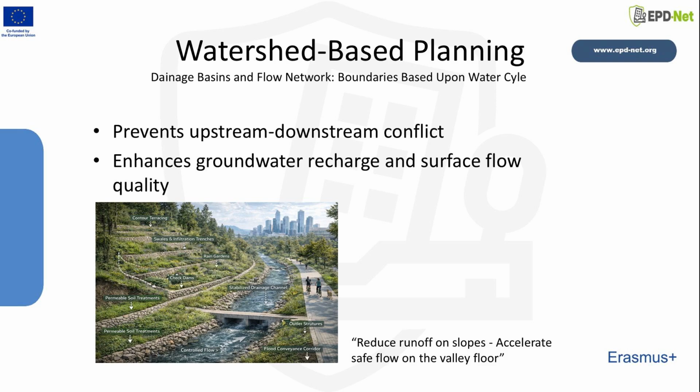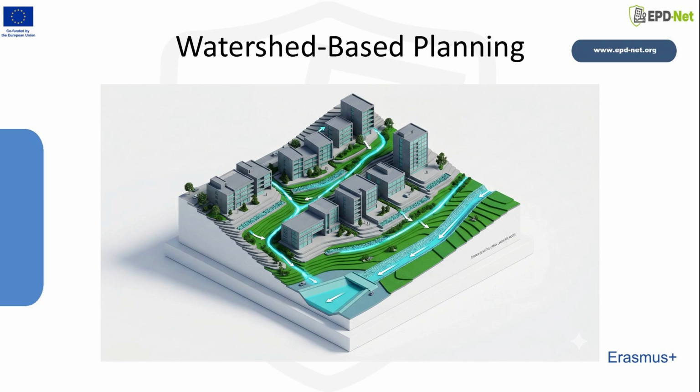Instead, interventions such as contour terracing, swales, infiltration trenches, rain gardens, and permeable soil treatments are used to slow water movement, spread it more evenly, and support infiltration. In steeper areas, check dams and stabilized drainage channels help reduce flow velocity and control erosion. At the same time, controlled outlet structures direct excess runoff toward designated flood conveyance corridors where water can move more safely. The key idea is that different parts of the terrain require different hydrological functions.